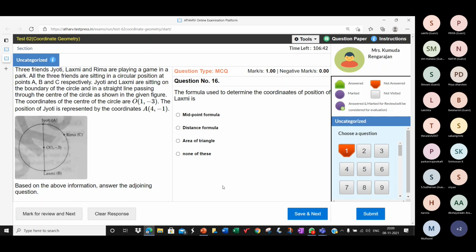All right. The formula used to determine the coordinates of the position of Lakshmi is the midpoint formula. Correct, midpoint formula.